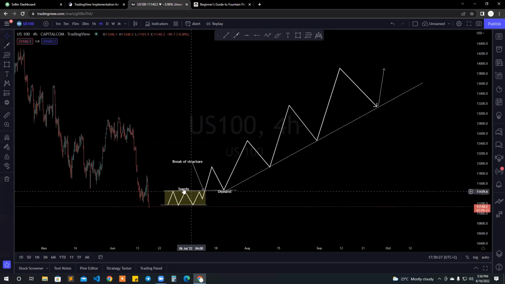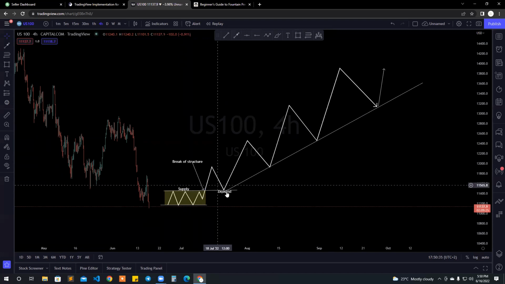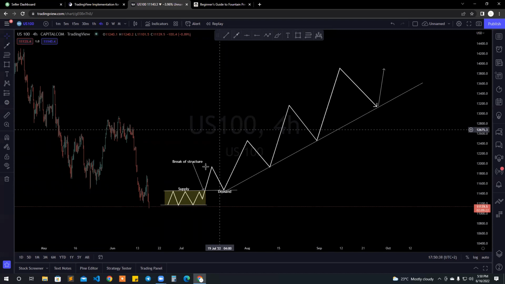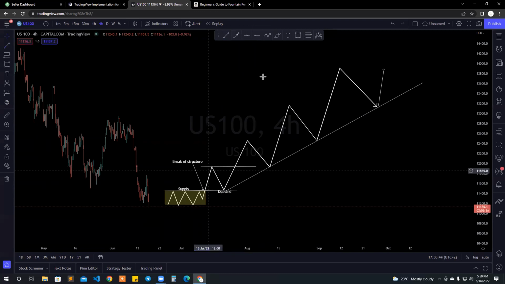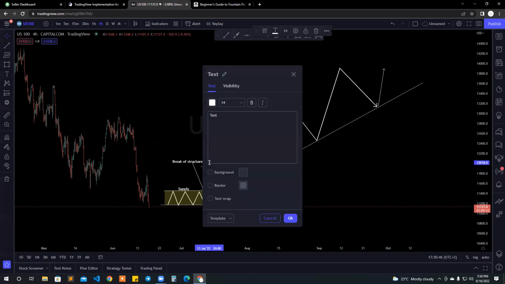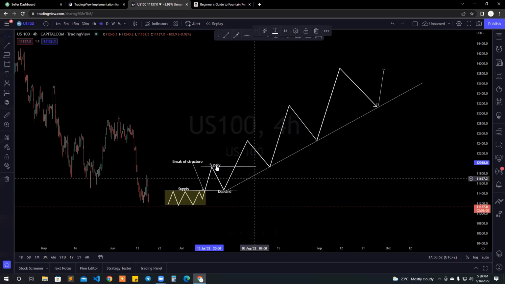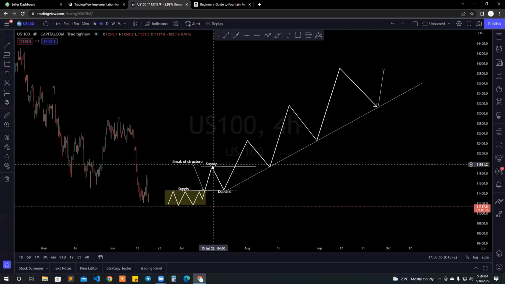So when the supply gets broken, it is possible that the supply will turn out to become a demand, because when the market went up, it went and created a new swing high there, also known as a supply. All right. So we are going to mark this and label it as a supply like this. Since this is a supply, the market creates a new supply. And when the supply is broken, it becomes invalidated. It is no longer a supply. So the market has broken this one.